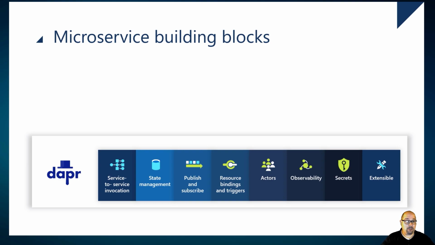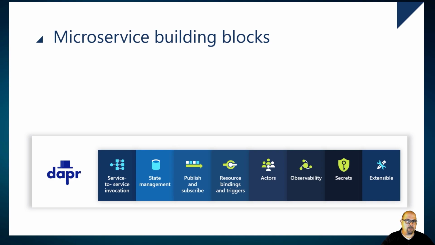There's a building block for secrets, for stuff that you don't want to put in your code or in your configuration files. And then you can, for instance, leverage Azure Key Vault or HashiCorp Vault for storing these kinds of secrets. And you also see a block that says extensible. Because Dapr is completely open source, it will probably get more and more building blocks as time progresses.